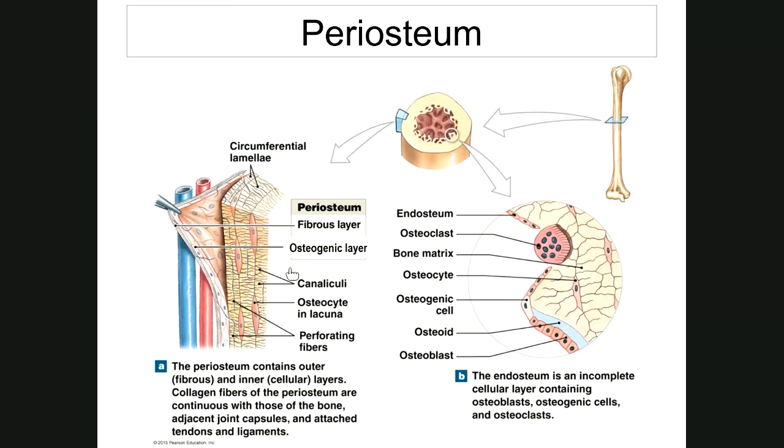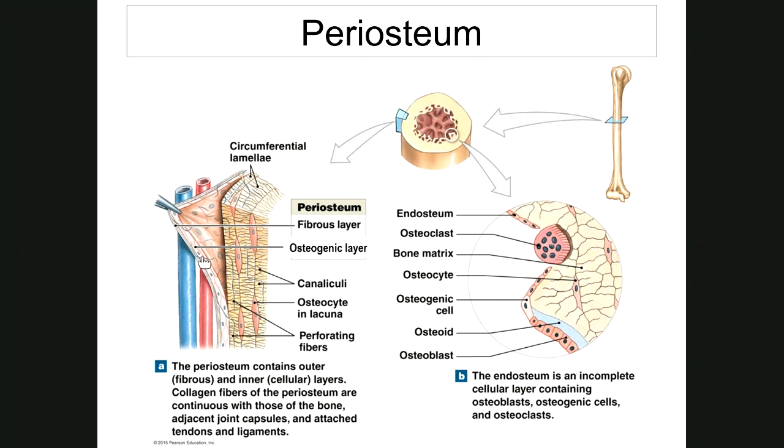The innermost layer contains blood vessels, elastic fibers, and osteoblasts. We'll get to that word in just a minute. But those are bone forming cells. So these are osteoblasts here, responsible for new bone growth and repairs such as a break or a fracture.